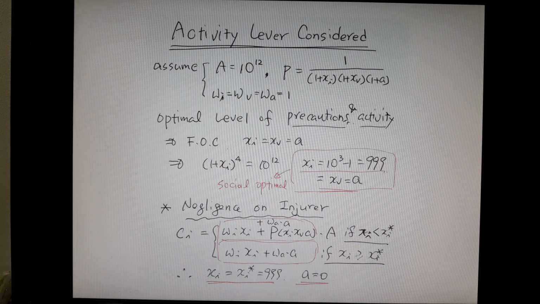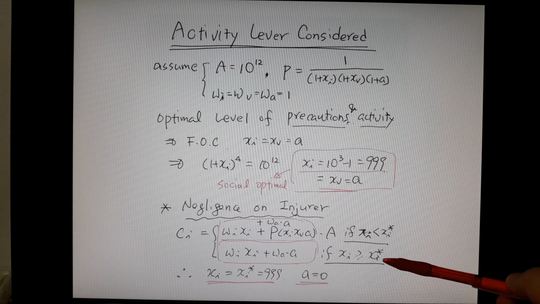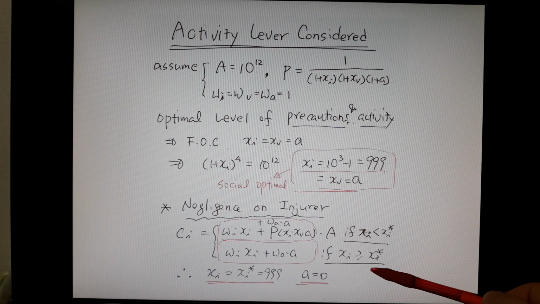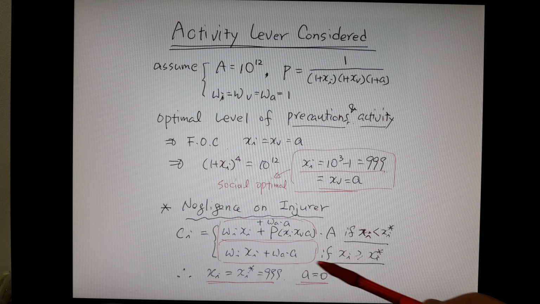But then you remember the activity level is something the government cannot force onto the injurer, so they cannot regulate A. What would happen? The bigger the A, the cost would increase. If A is 0, this cost would be 0. So in order to minimize, because he already chose xi star, his cost function would be the second line. And then in the second line, how can you minimize it? Set A to 0, then this part would become 0.